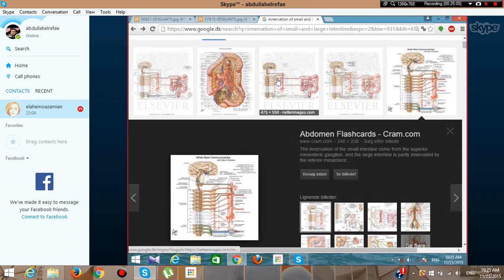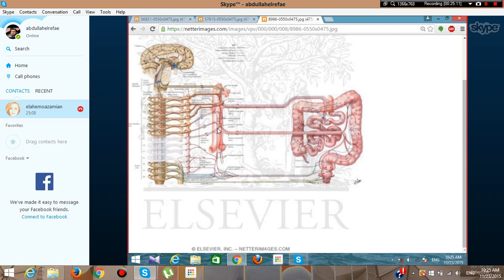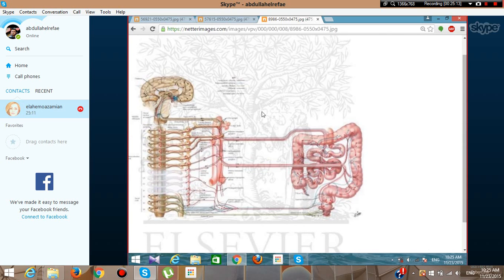Not a good quality. Okay, this picture, right? So where do we get, what did we say? Look at the picture of your book. Where do we get parasympathetic fibers from? Vagus. So parasympathetic fibers are craniosacral. You can get it from cranial nerve, which one is going to thorax? Vagus. Or you can get it from sacral part of the spinal cord.